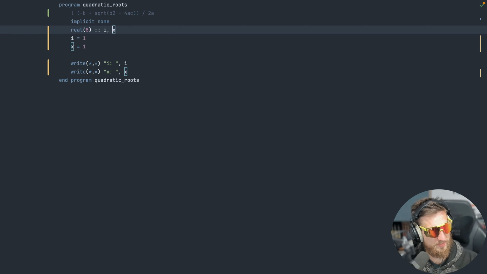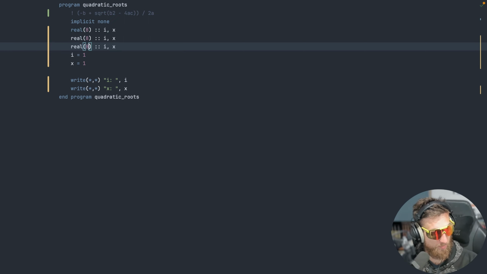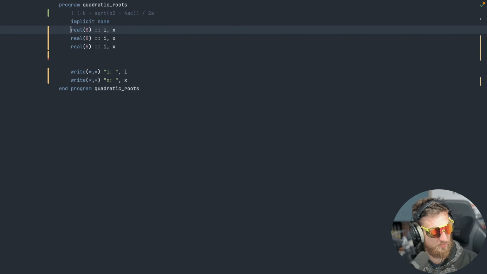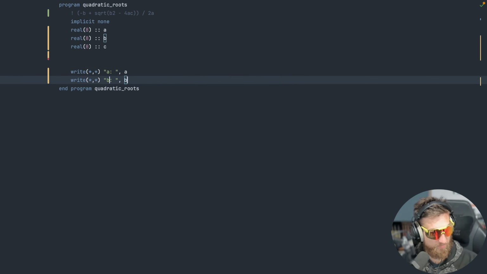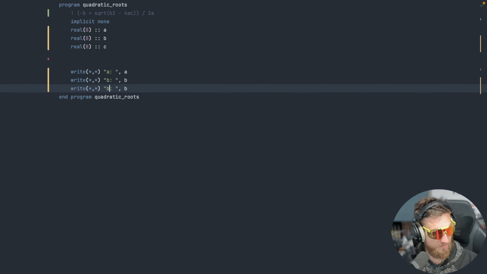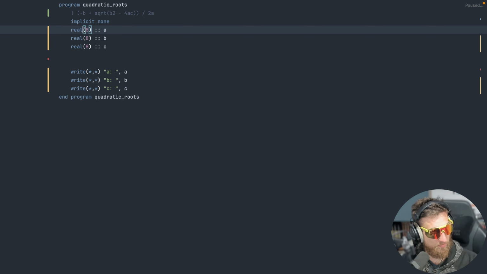Now, this real 8, what does this mean? Think of this as the floating point precision. Let's actually do a, b, and c here. If we make these real 4, 8, and 16, we do our same trick as well.